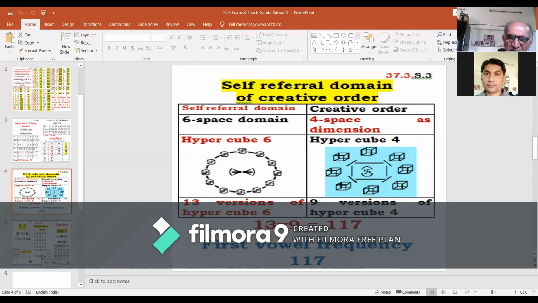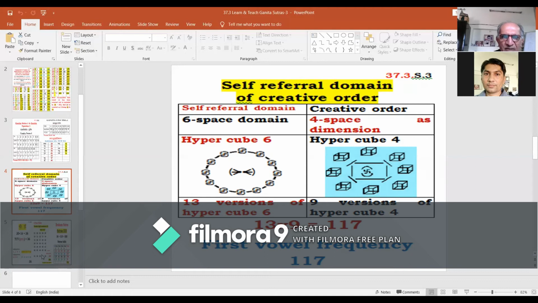It is the first vowel frequency 117. The TC value of Ganita Sutra 1 is 117. Then this organization is 13 into 9. So sit comfortably and permit the transcending mind to be parallel with how the universe is formed.